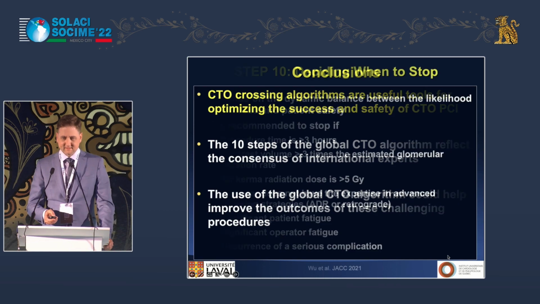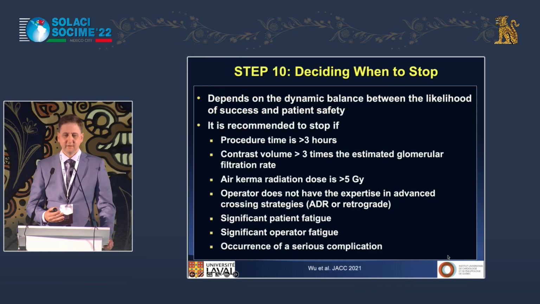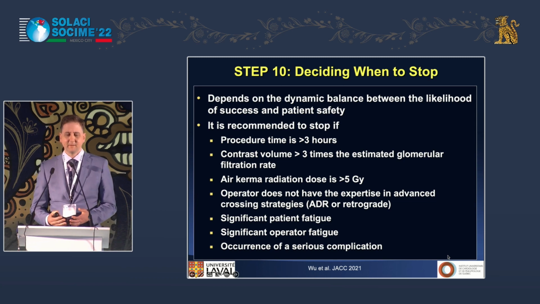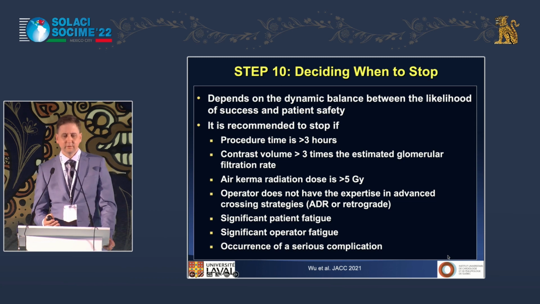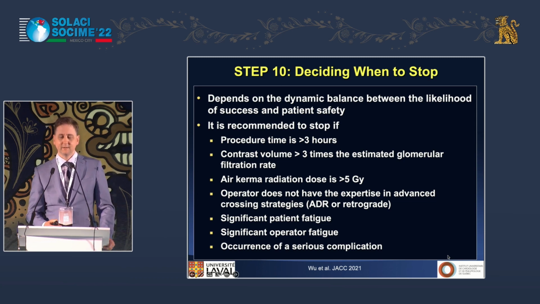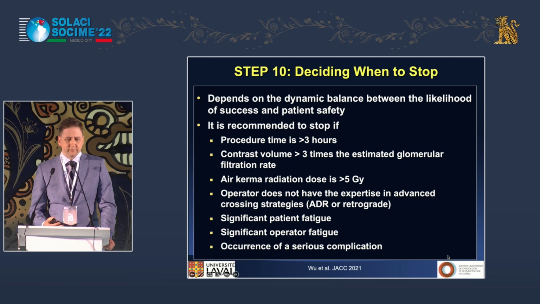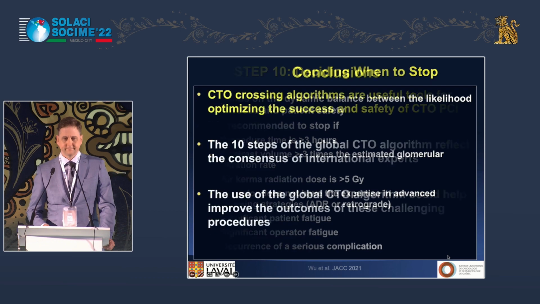So deciding when to stop is very, very important, and it depends on the dynamic balance between the likelihood of success and patient safety. It is generally recommended to stop if the procedural time is greater than 3 hours, if the contrast volume is more than 3 times the estimated GFR, if the radiation dose is greater than 5 gray, if the operator does not have the expertise in advanced crossing strategies, if there is significant operator or patient fatigue, and if there is a serious complication, of course.